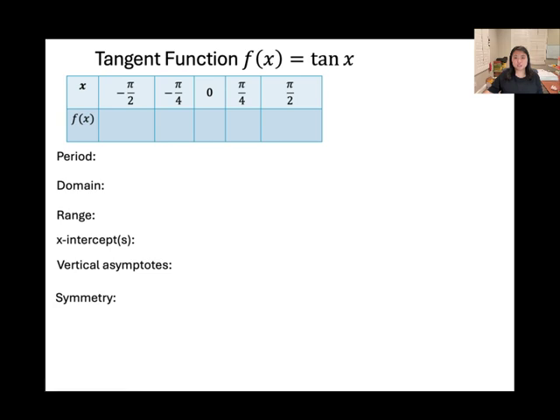Tangent function, f of x equal to tangent x. I want you to try to plug in x values into this function and find out what your f of x is. The first one, when you plug in negative pi over 2, tangent of negative pi over 2, you're going to get undefined.